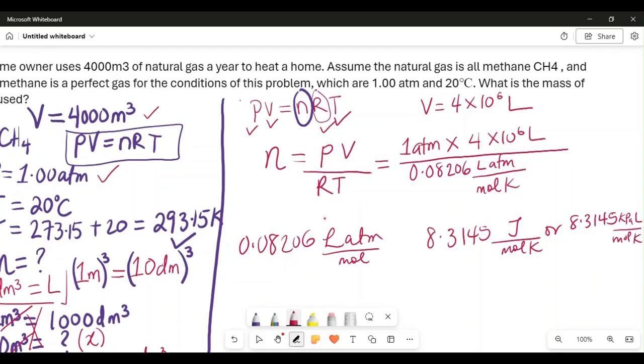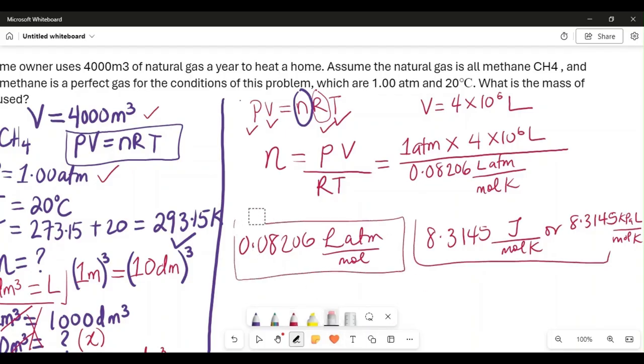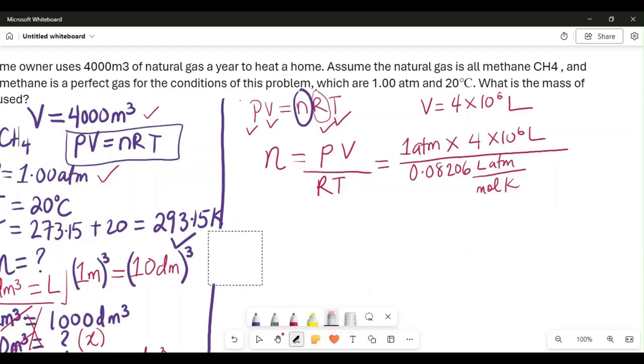So make sure you memorize both, because there are going to be questions where it is better for you to use the one on the right, and there are going to be questions, like in this case, where it's better for you to use the one on the left. So that is it. Let's continue our work.